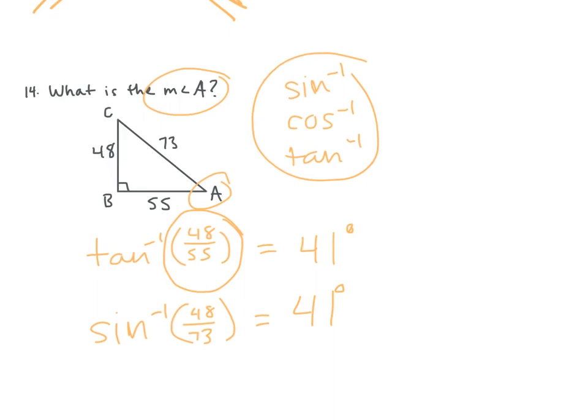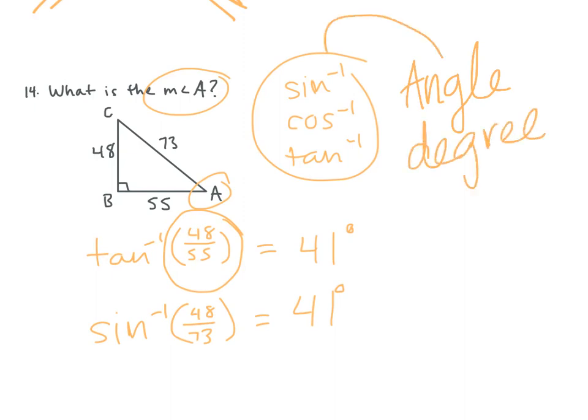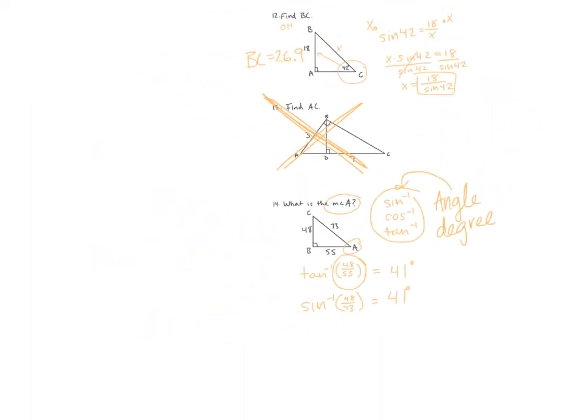How do you know whether or not to use -1? When you're finding the angle degree, you're going to use these inverses. It's a button on the calculator that has tan -1. So you're not going to do multiplying by negative. It's a button that you click. Yes.